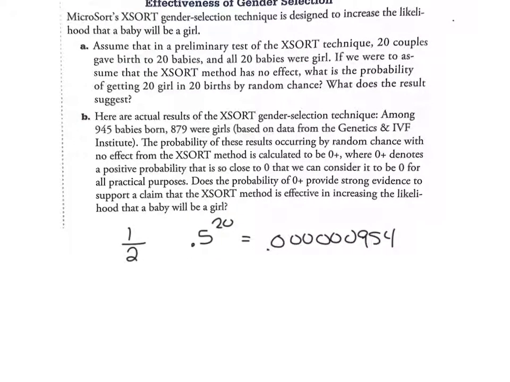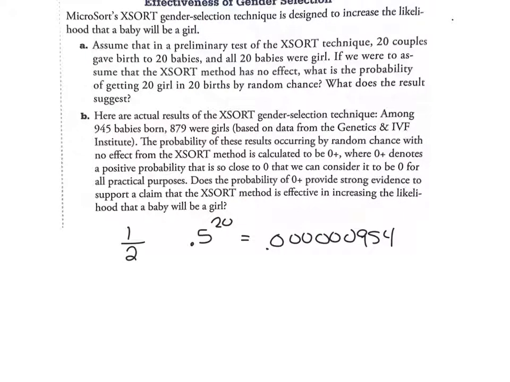Part B says, here are the actual results from the gender selection technique. Among 945 babies born, 879 were girls. Based on the data, the probability of these results occurring by random chance, with no effect from the XSort method, would be calculated to be what we call 0 plus. If you see a 0 with a plus sign, here's what that means. It denotes a positive probability that is so close to 0, we consider it to be 0 for all practical purposes. So, does a probability of 0 plus provide strong evidence to support a claim that the method is effective?